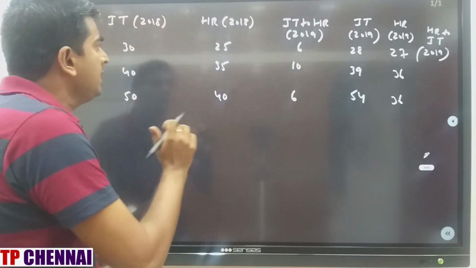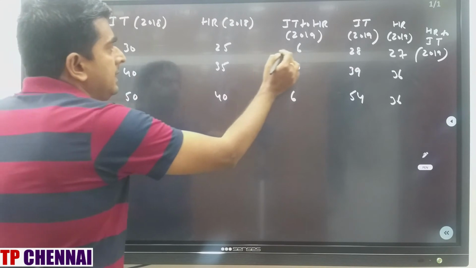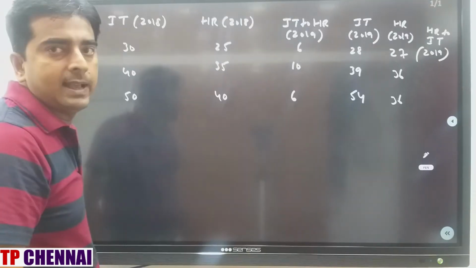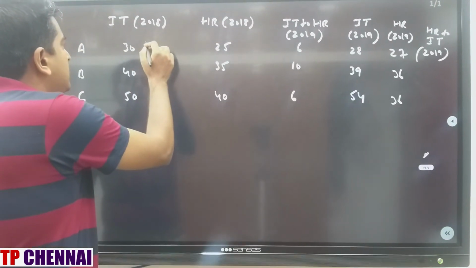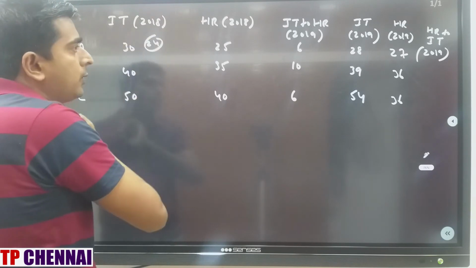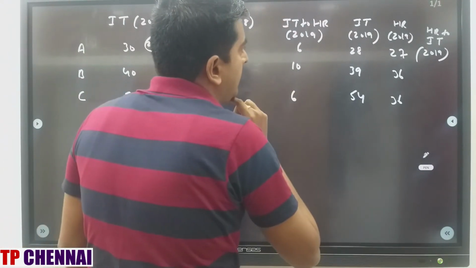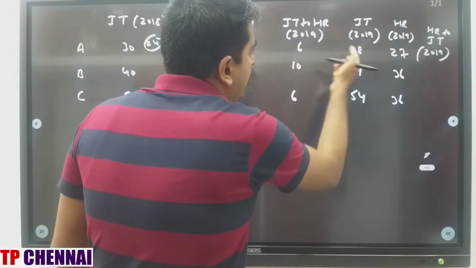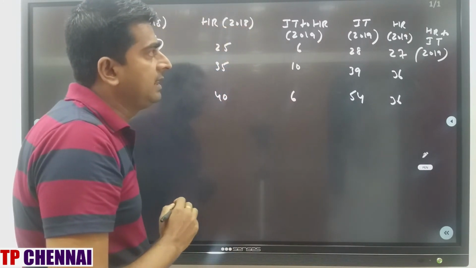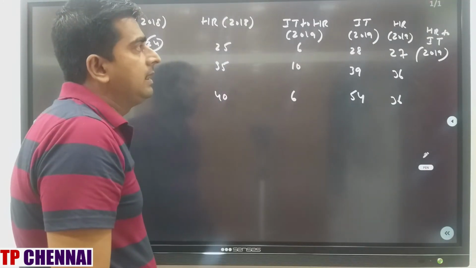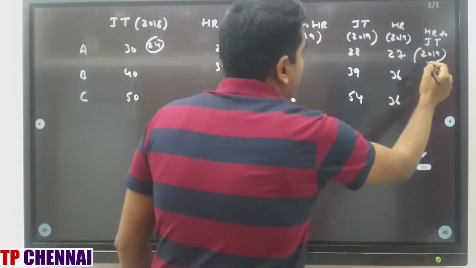Right? Now, out of 30, 6 have transferred to HR. So, remaining here will be how much? 24. Right? But here, what they have given you? 28 is there in IT in 2019. So, how much transfer is there? 4.